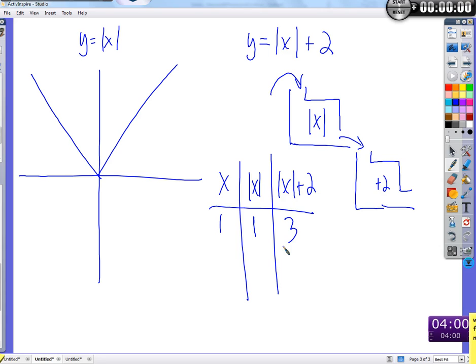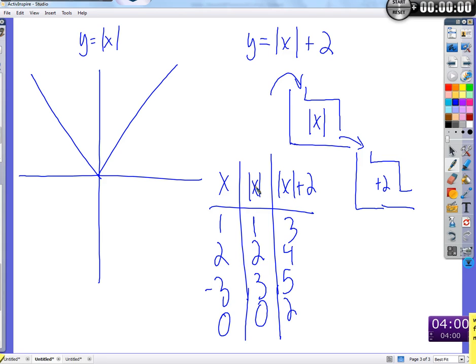So let's put in some inputs and see what our outputs look like at the very end. Absolute value of x plus 2. Put in 2. Absolute value of 2 is 2, plus 2 is 4. Negative 3. Absolute value of negative 3 is 3. When we add 2 to that, we get 5. We see how this column is just this column plus 2. 0. We get 0 for the absolute value. We add 2. We get 2. Right? So all this function is just the original function plus 2. The output is 2 more than the output of the original function.